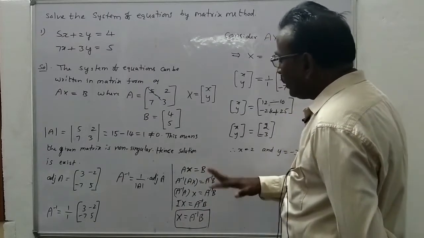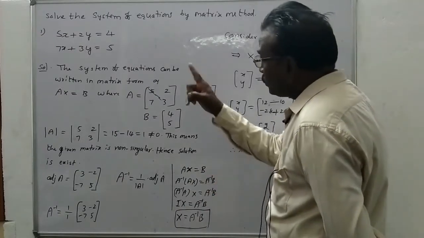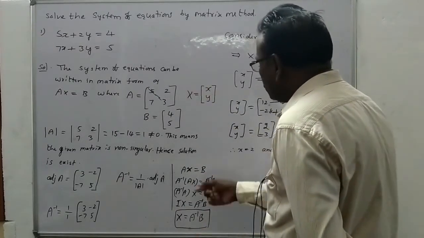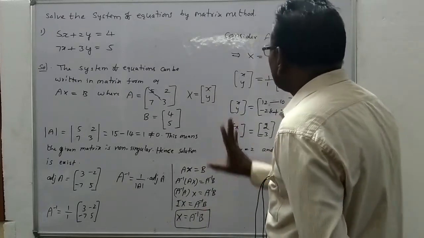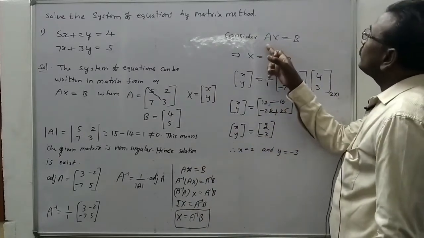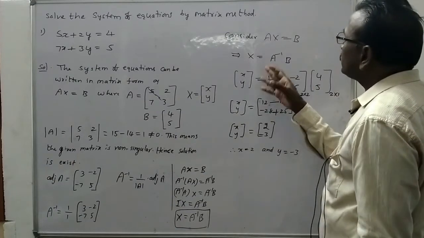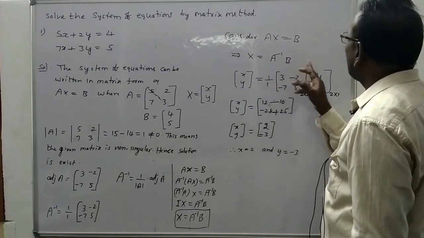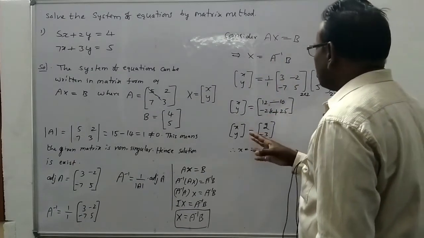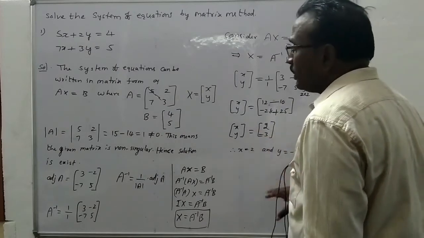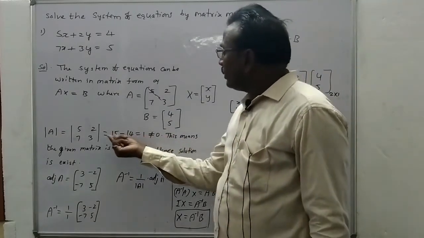The method of finding the solution of a system of equations is called the matrix method, right? The solution of this matrix equation is X is equal to A inverse into B. Substitute matrix X, matrix A inverse, matrix B, and simplify, we get the x value and y value. This is the solution.